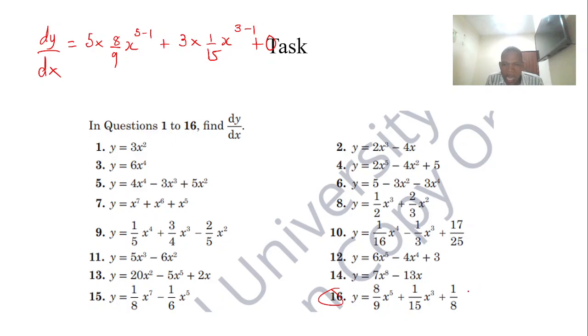Why? Because I have 1 over 8. This is a constant, a number, because it does not have x. Don't forget, the derivative of a constant is always 0. Now this gives us 5 times 8 is 40, so I have 40 over 9 x to the power of 4, then plus 3 times 1 over 15, which is 1 over 5, x squared. That's all. So this is the final answer. I'm done.